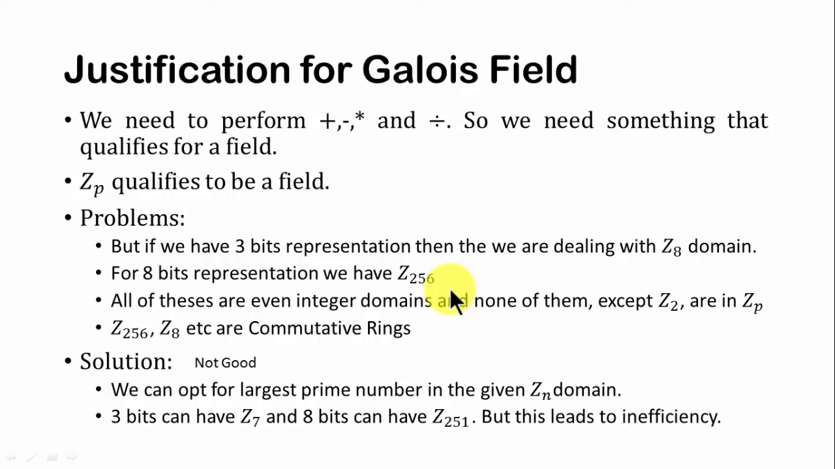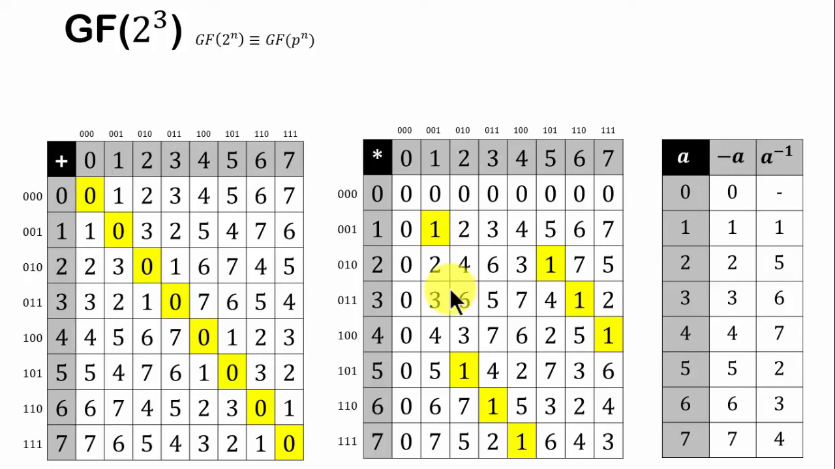So the better solution is to go for the 2 raised to the power n Galois field. Now this 2 raised to the power n Galois field, if you see, can also be written as Galois field of p raised to the power n order. Why? Because 2 is a prime number and to the power n is basically synonymous to p raised to the power n.